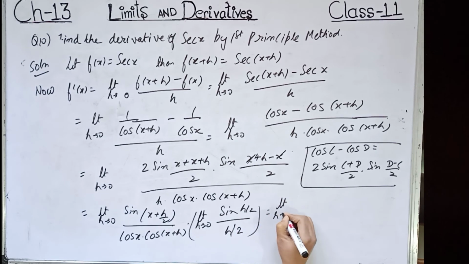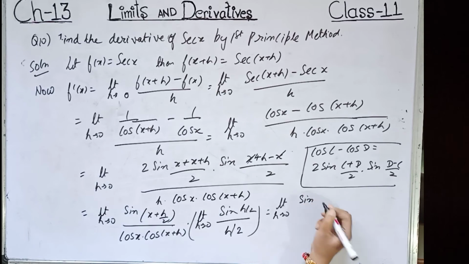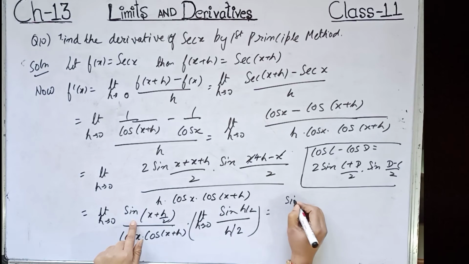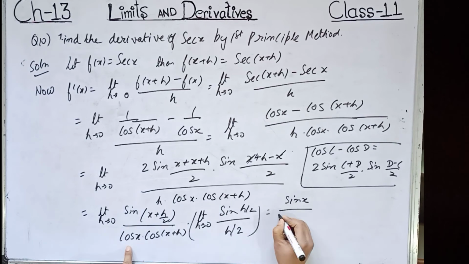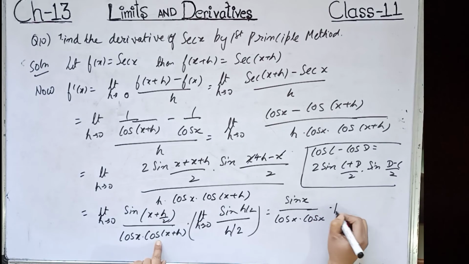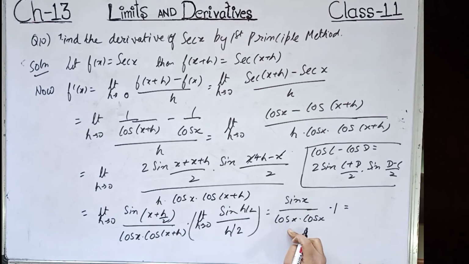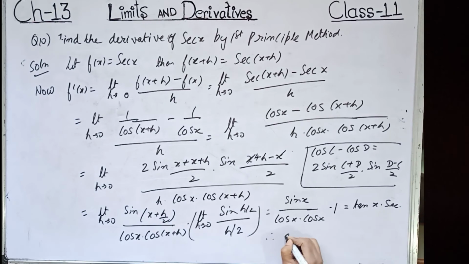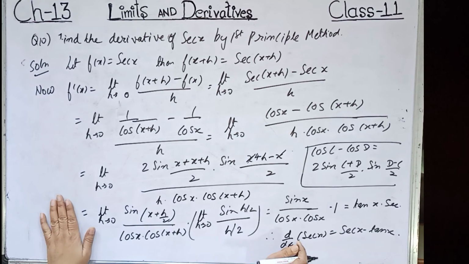So limit h tending to 0, let us put the limiting value also. So over here sin x by cos x into cos x and into 1. Now sin x by cos x is tan x and 1 by cos x is sec x. Therefore d by dx of sec x we can write as sec x into tan x. Similarly, other trigonometric ratios you will derive.